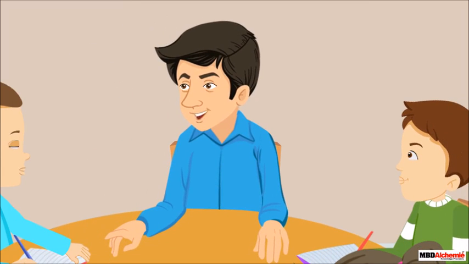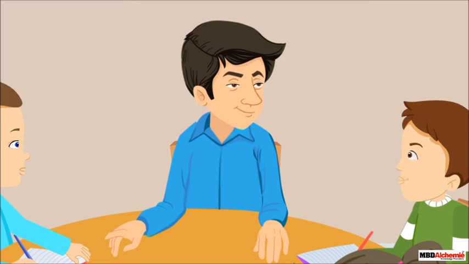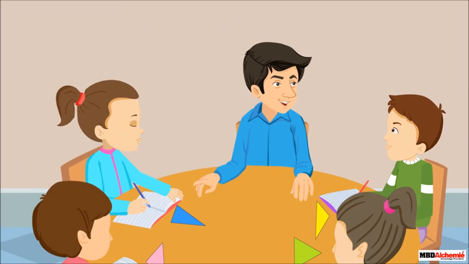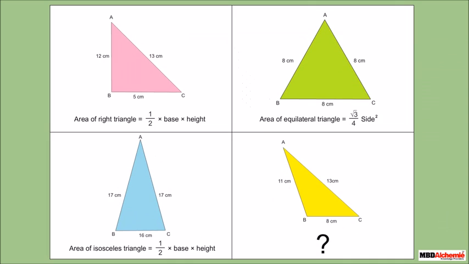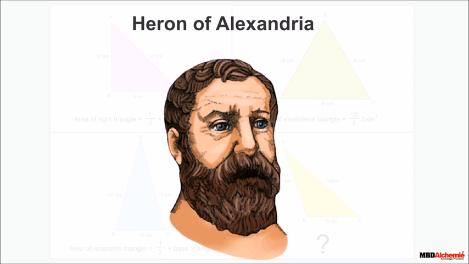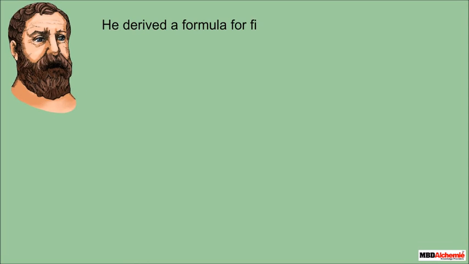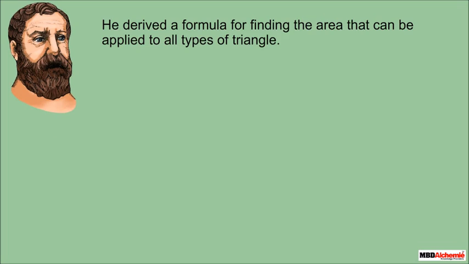Neil's father asks, "What do you think? You are the only person who came across such a problem?" "No. Let's go back to history." The great mathematician Heron was also interested to find the area of any triangle. He derived a formula for finding the area that can be applied to all types of triangle.